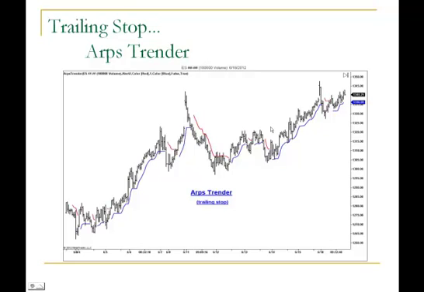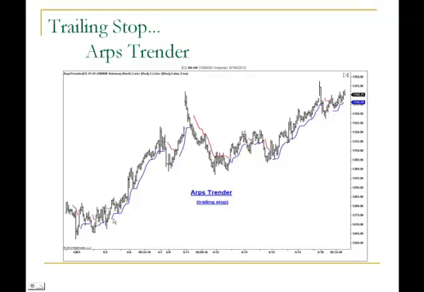My dad, Jan Arps, invented the Arps trender in the early 90s and was showing it to some of his trading buddies, and everybody wanted one because it's such a great trailing stop. And so he started selling it to them, and before you know it, different trading platforms were asking for it, and different professional traders, hedge fund managers were asking for it. And here's what it is.